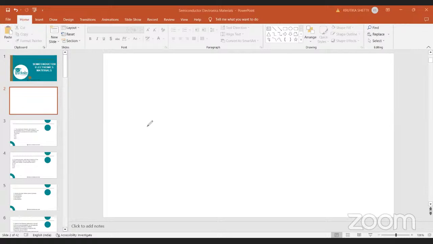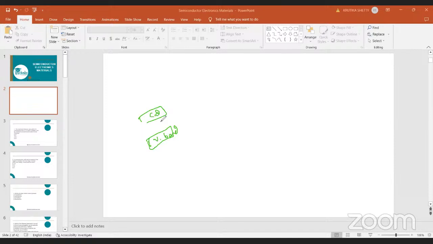So in case of semiconductors, if you see the structure here, this is considered as the valence band, and here I'll take the conduction band. In case of insulators, what happens is that the conduction band and the valence band are overlapping with each other. Okay.